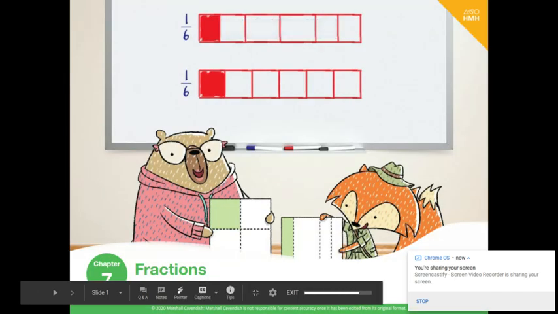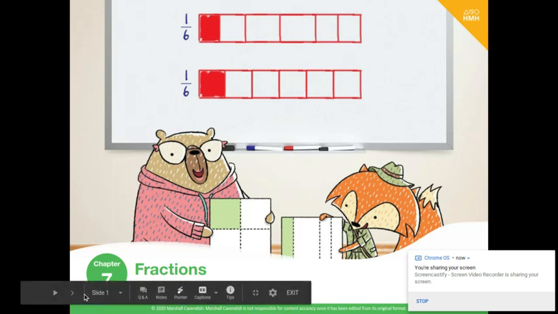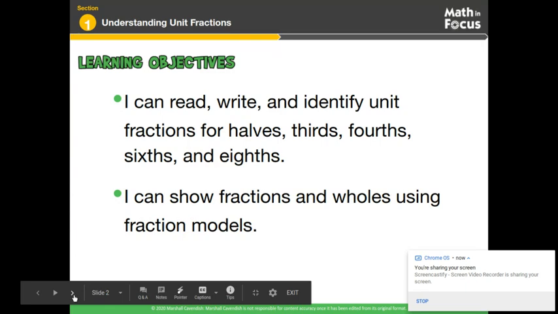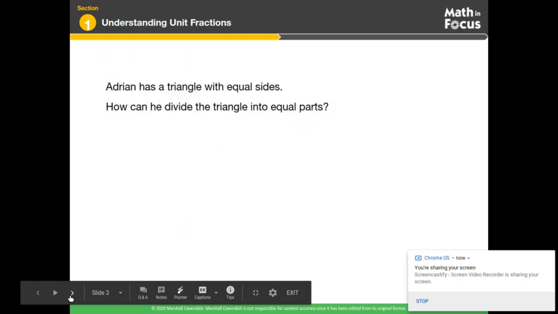Hi, third graders. Today, we're going to talk about an introduction to fractions, specifically understanding unit fractions. So these are our objectives. Third graders need to be able to read, write, and identify unit fractions for halves, thirds, fourths, sixths, and eighths. Third graders also need to be able to show fractions and wholes using fraction models.